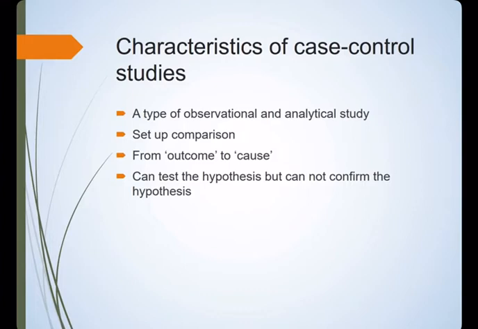With case control studies, we can test the hypothesis of whether the exposure is associated with the outcome, but we cannot confirm this hypothesis. That is because the hypothesis is tested from the outcome to the causes, which is a retrospective direction rather than a prospective one, and so it can be biased.